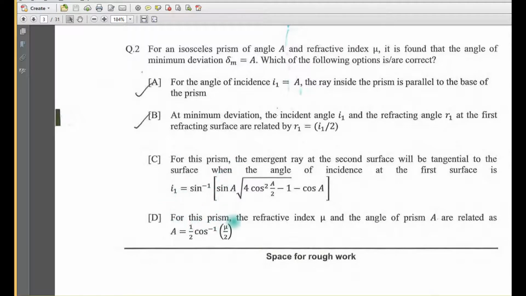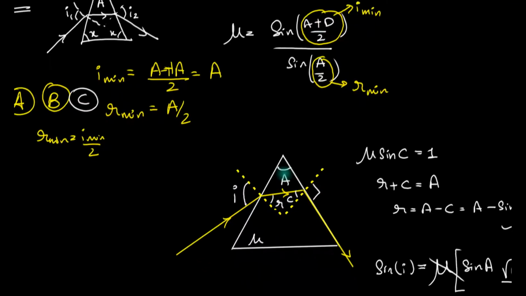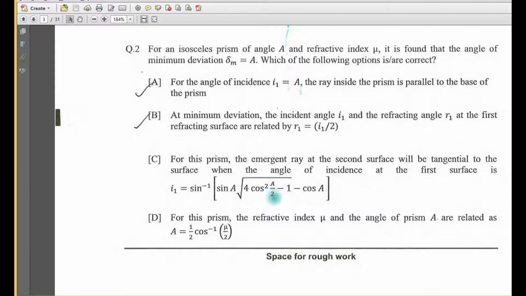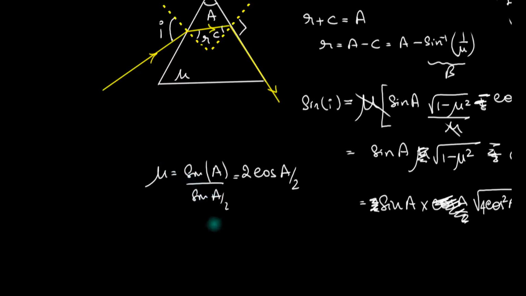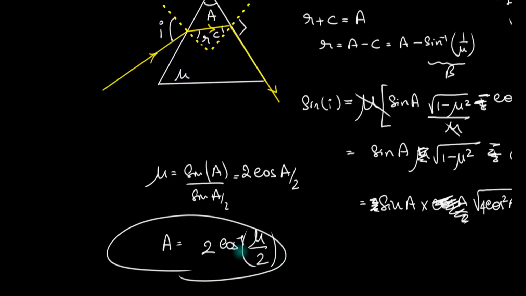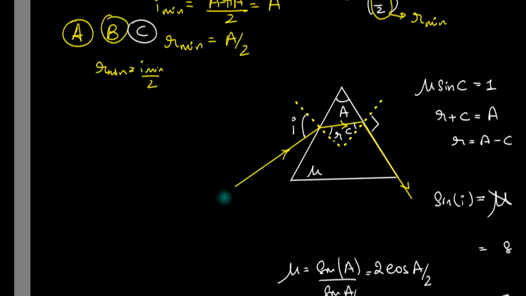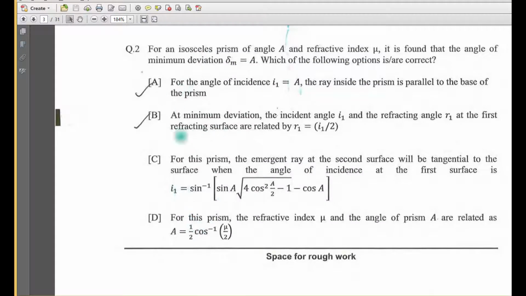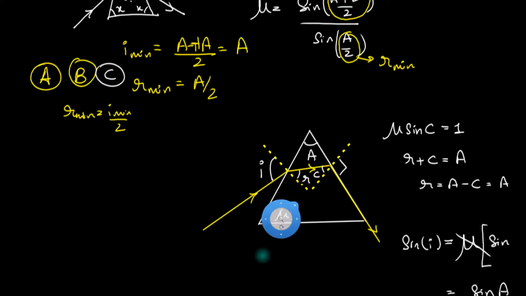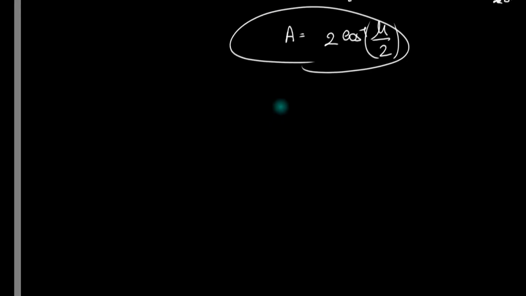For this prism, the refractive index mu and the angle are related by... No, that is wrong. Because we got mu as 2 cos A by 2. Wait, I have to calculate what angle of prism, right? So let's do that. Angle of prism becomes cos inverse of mu by 2, and I have to do 2 times that. Okay, yeah. Alright, so this one is not true. So A, B, and C. I think whoever did this missed one of the answers. Poor guy. Alright, so that is question number 2.